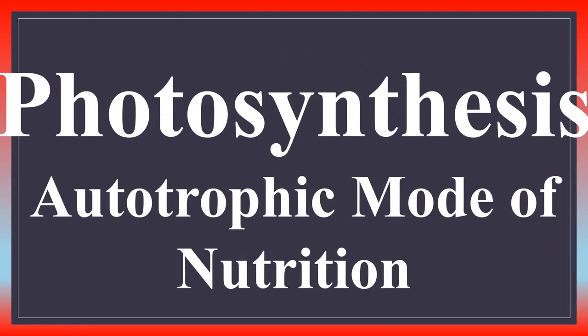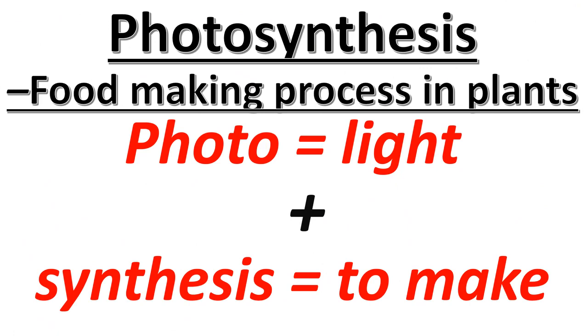Let us now learn about autotrophic mode of nutrition in detail. The main process which plays its role is photosynthesis. You are already aware that photosynthesis is the food making process in plants. Here, the term photosynthesis can be divided into two terms. Photo means light and synthesis means to make.